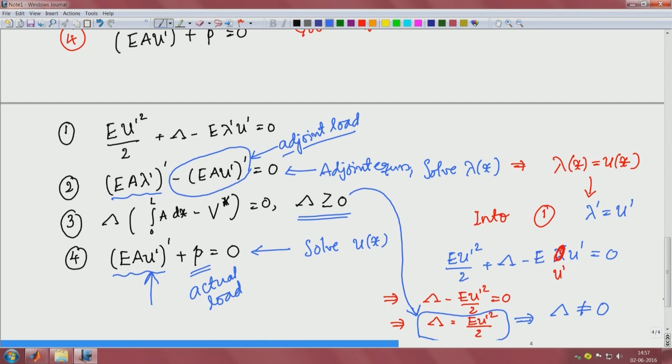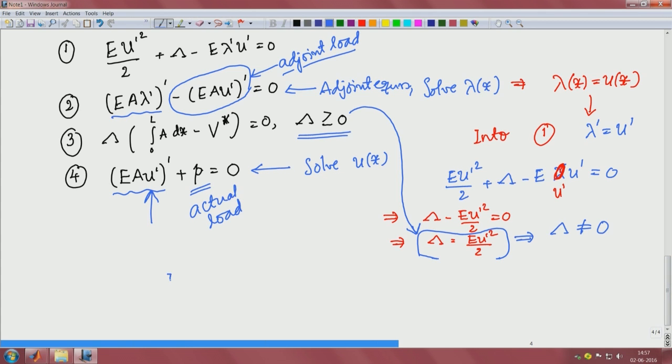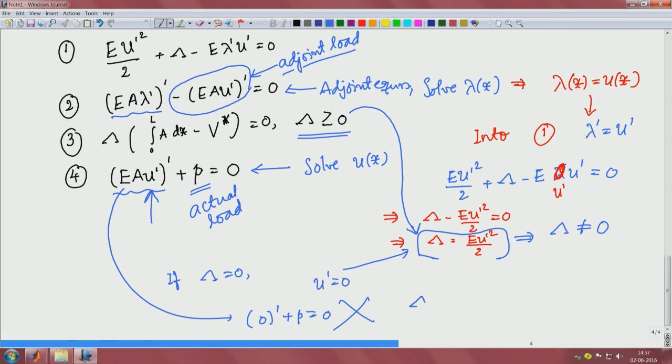Let us write down, if lambda is equal to 0, from that equation we say that u prime should be equal to 0. Then from this equation we will have 0 prime plus p equal to 0, which is not true because p is given to us. So, lambda is not equal to 0. When it is not equal to 0, it should be positive. So, we know that lambda should be greater than 0 in this problem. That is, u prime everywhere should be positive.